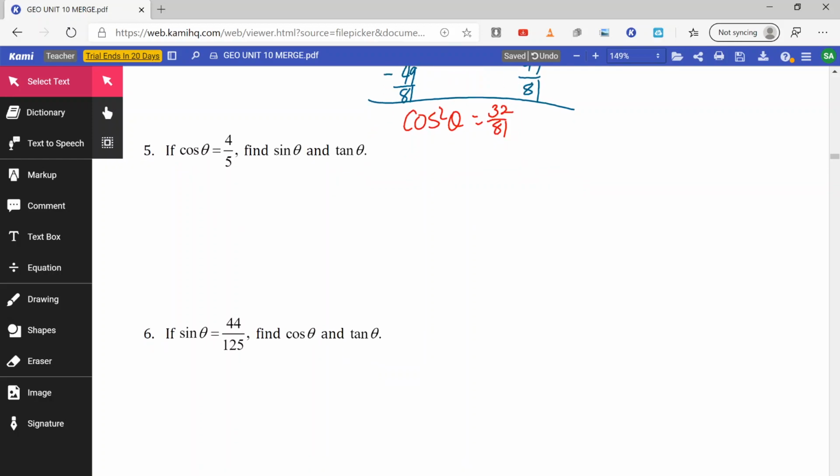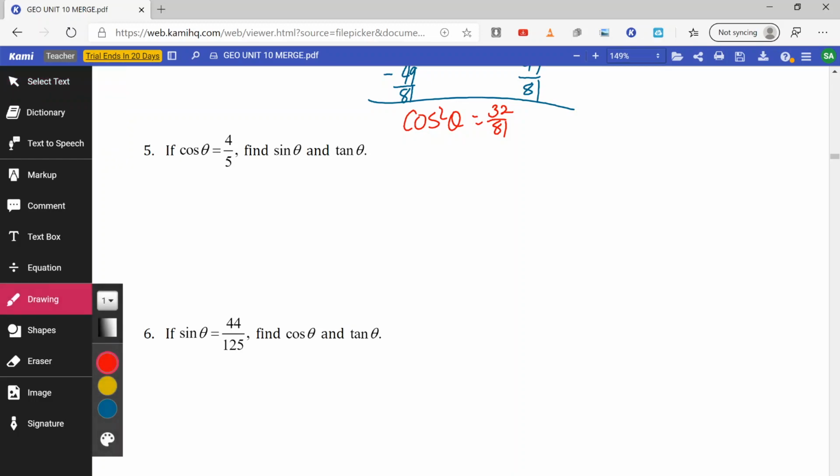Here we have cosine being 4/5. We need to find both sine and tangent. So to find tangent, we need to know what sine of theta is. Remember the previous little tidbit we learned: tangent is equal to sine over cosine. So I need to figure out what sine is first.